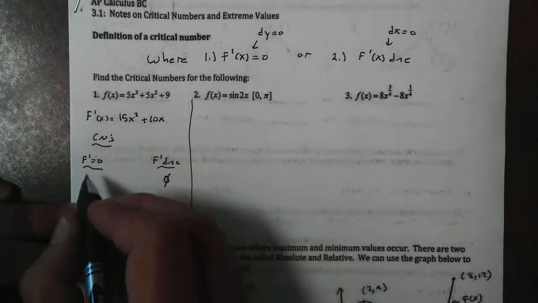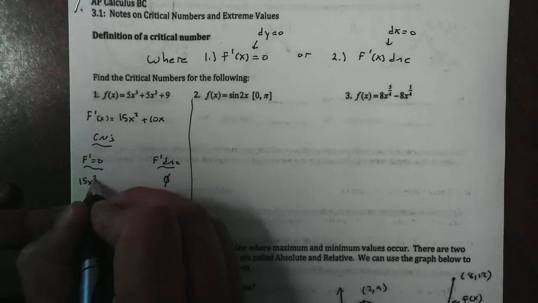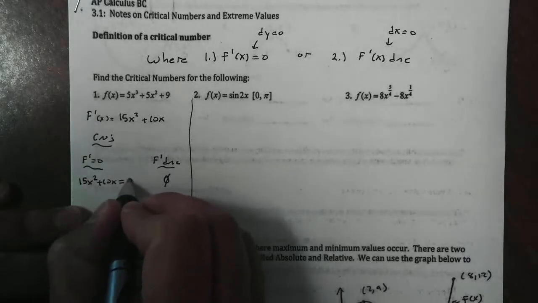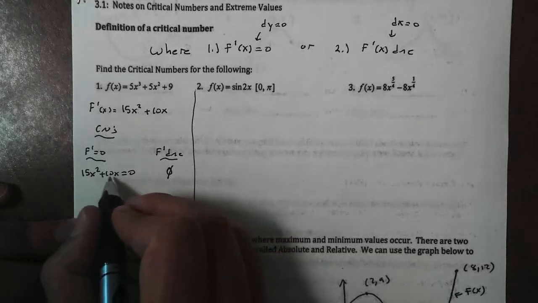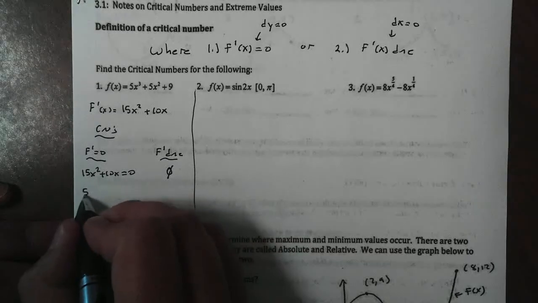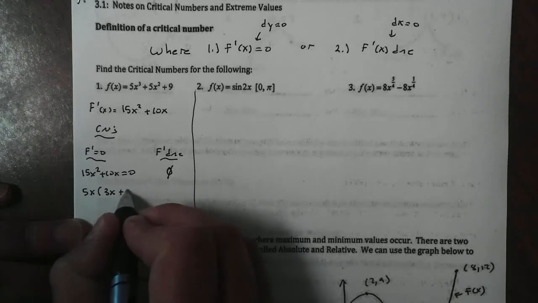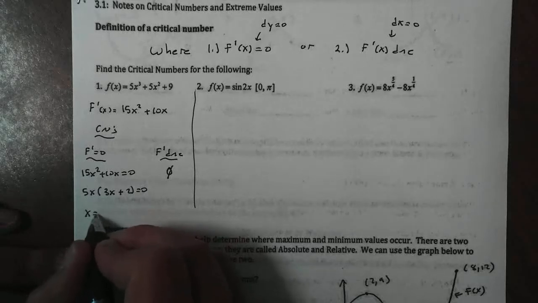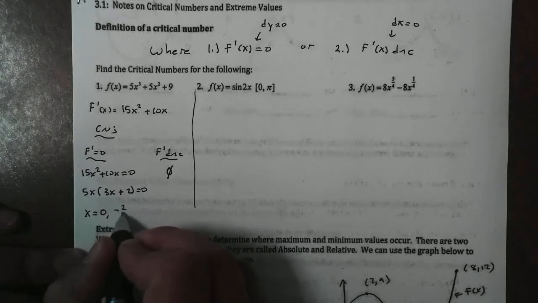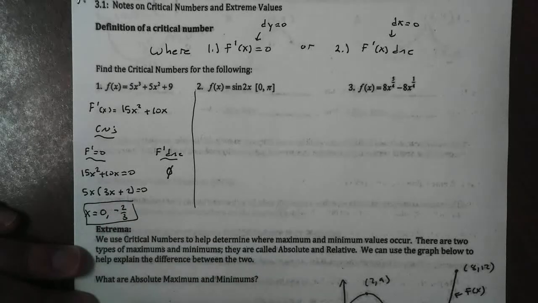So we only have to worry about setting the top part, where the derivative itself equals 0. 15x squared plus 10x equals 0. Now you're going to factor like an actor. Factor, do not bring that 10x over. I can factor out a 5x, and that leaves me with 3x plus 2 equal to 0. That gives me my two critical numbers, 0 and negative 2/3. And that's how we find our critical numbers.